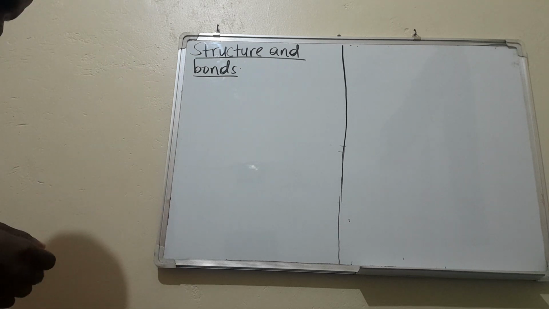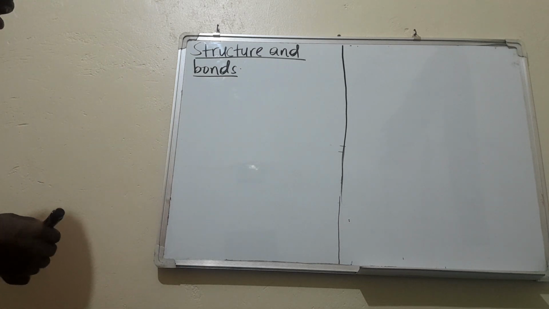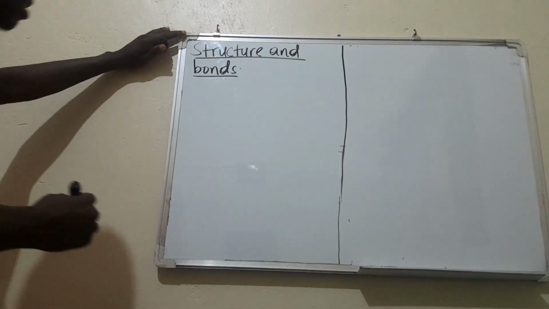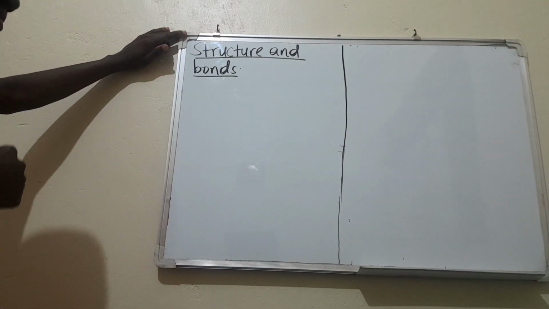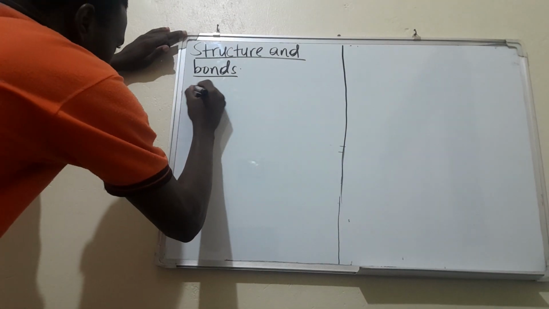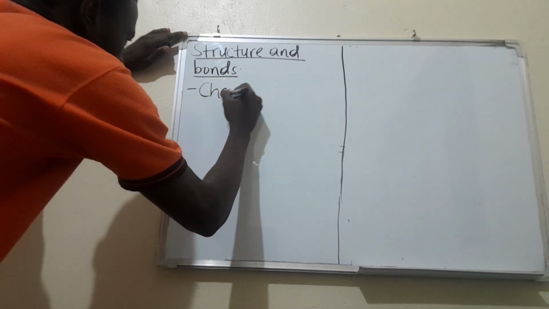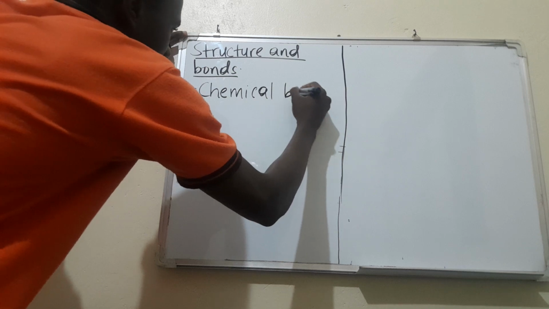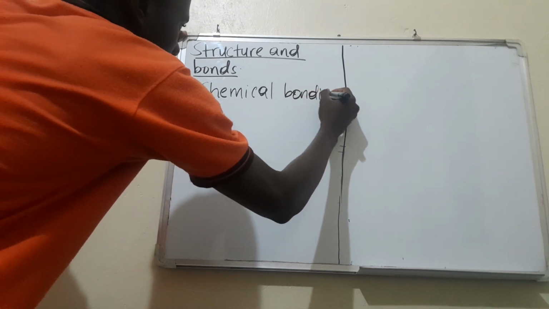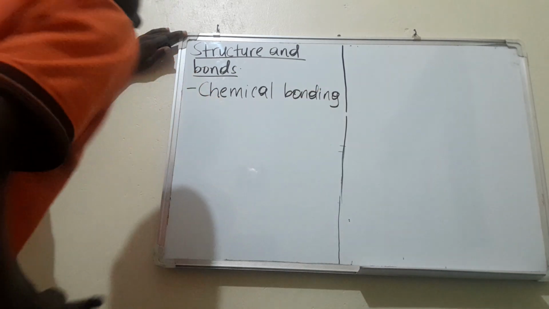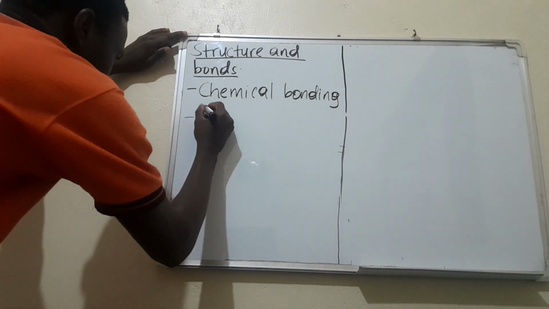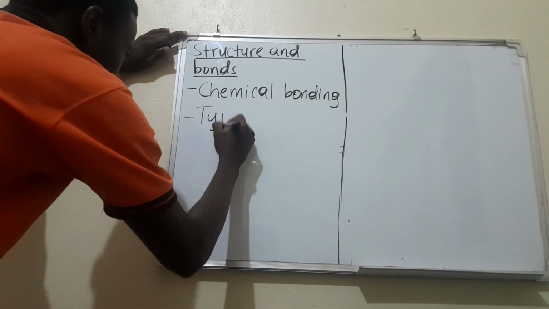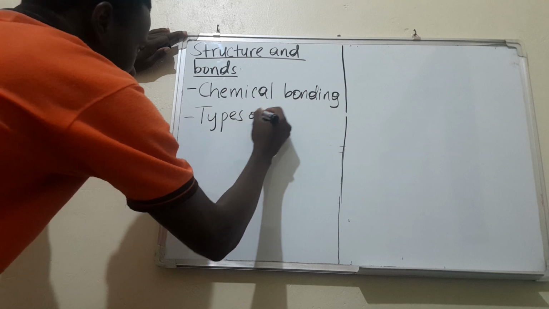So particularly under structure and bonds, our main concern is going to be on the concept of chemical bonding. Then we shall also discuss generally the types of bonding.